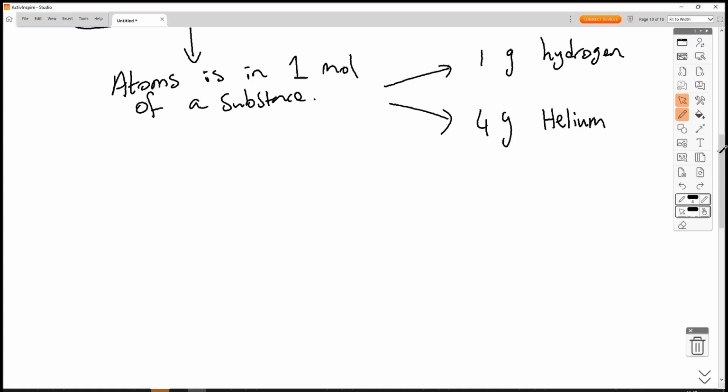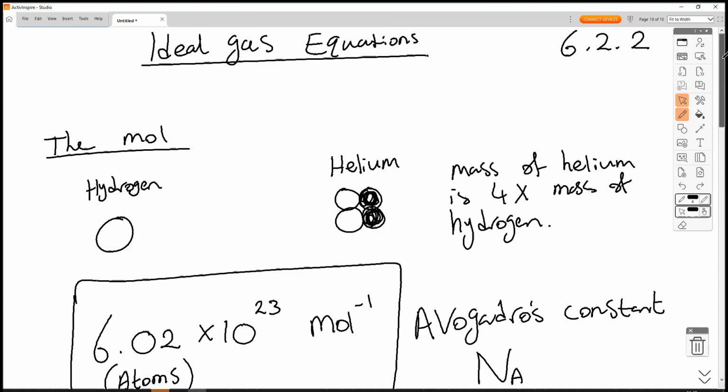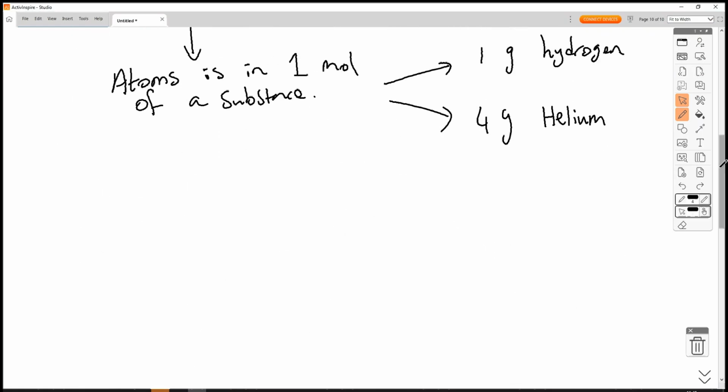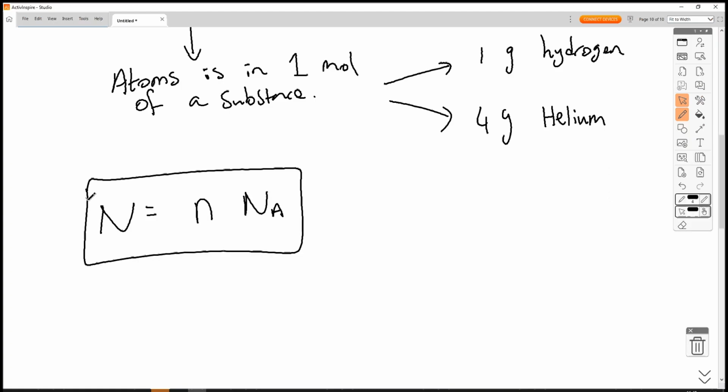So our whole concept starts with being an ideal gas, hence one atom in each molecule of gas. So the equation that links these together is the number of atoms, or number of molecules if you're using polyatomic molecules in chemistry, is equal to the number of moles times Avogadro's constant. Or N equals n times Na.